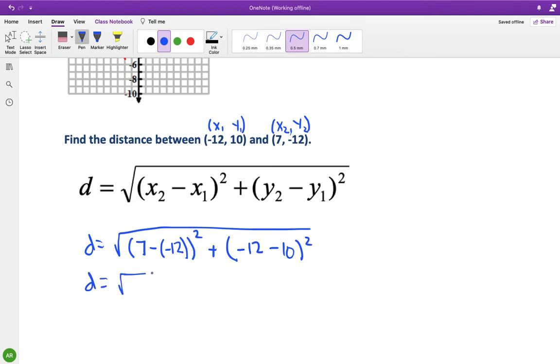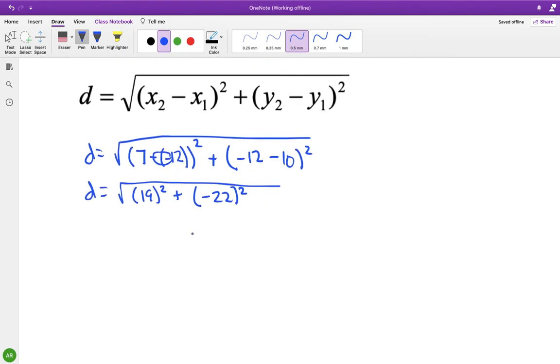D equals, okay, 7 minus negative 12, 7 plus 12, so this would be 19 squared plus negative 12 minus 10. Negative 12 minus 10 is negative 22. Negative 22 squared. Remember, the negative isn't a bad thing, because a negative multiplied by a negative is indeed a positive value. So we have D equals 19 squared is 361. Negative 22 squared is 484.